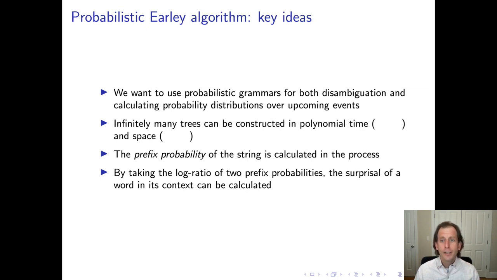And another thing to note is that we can think of these probabilistic grammars as doing both disambiguation and calculating predictive distributions over upcoming events. And this also turns out to be a polynomial time algorithm. So it's cubic in the length of the sentence in time and quadratic in the length of the sentence in space. And the prefix probability of the string is essentially a side effect of this incremental disambiguation. And so then we can connect this back to psycholinguistic theory, and what we'll do next is connect this to surprisal and see how we can use this to study incremental processing and differential difficulties that seem to arise from syntactic reasons.